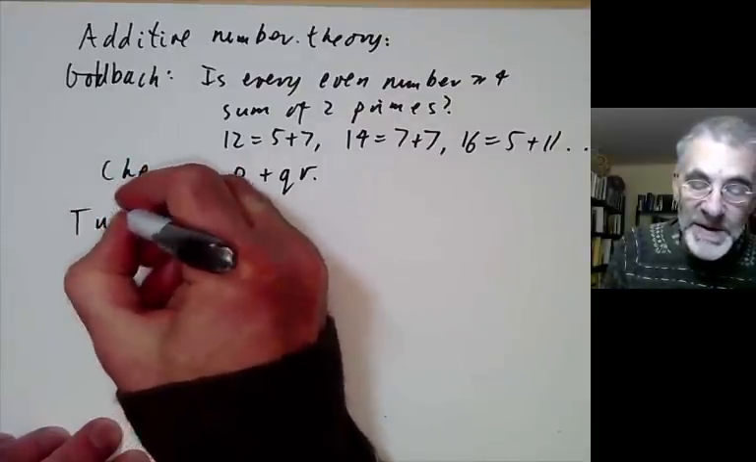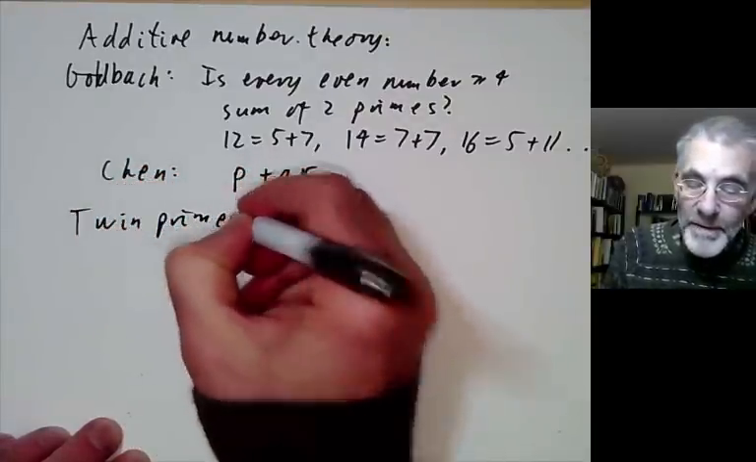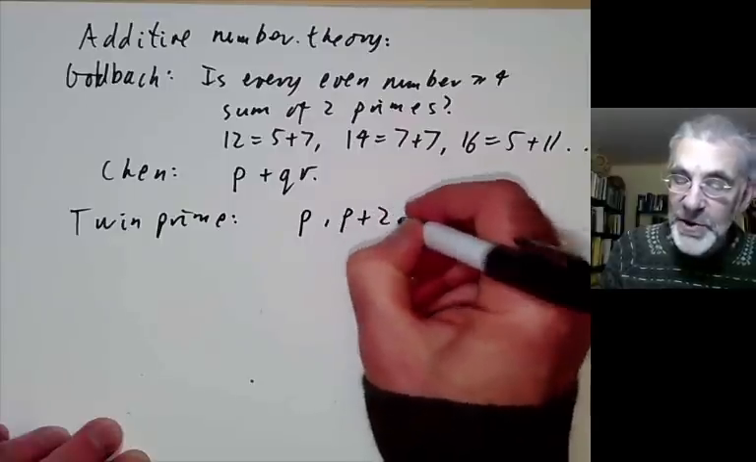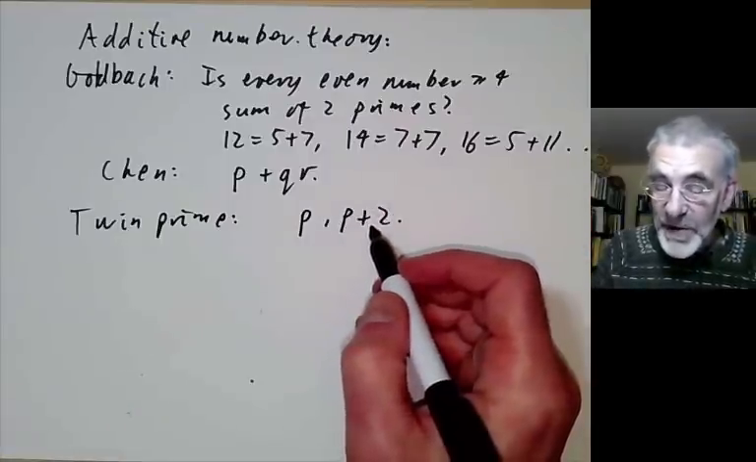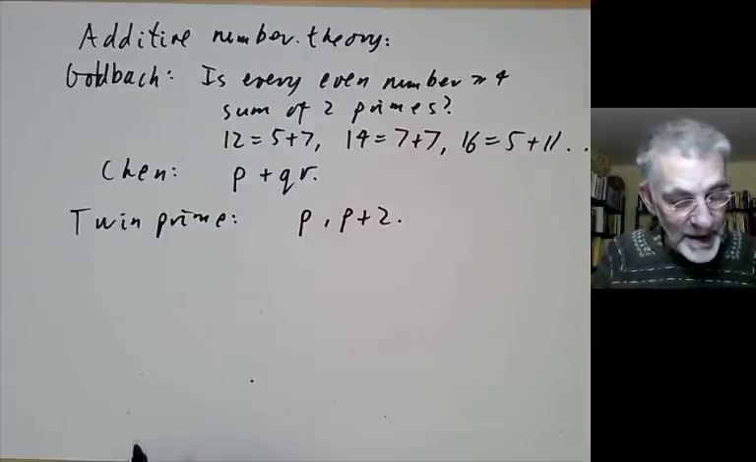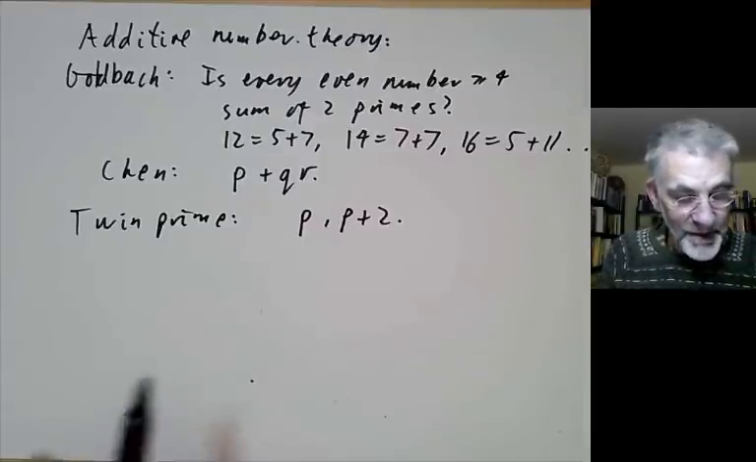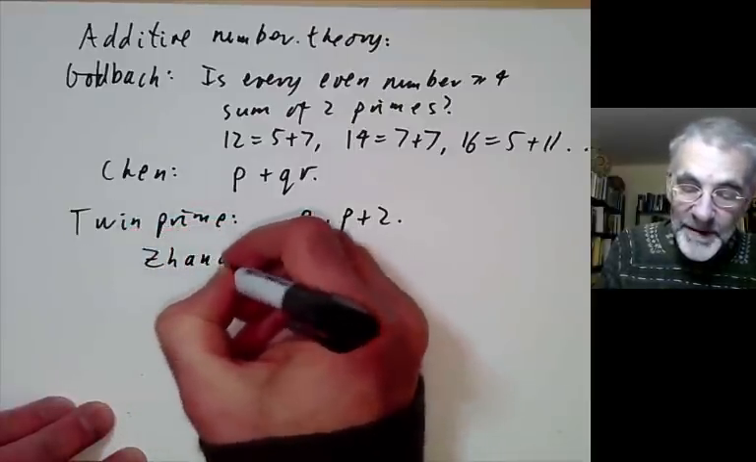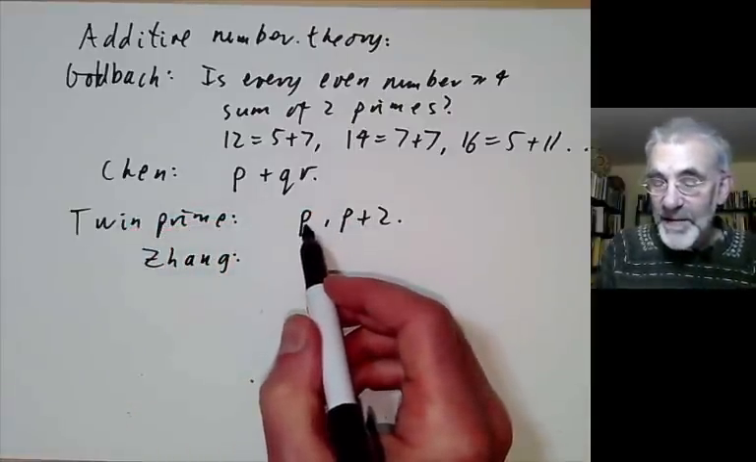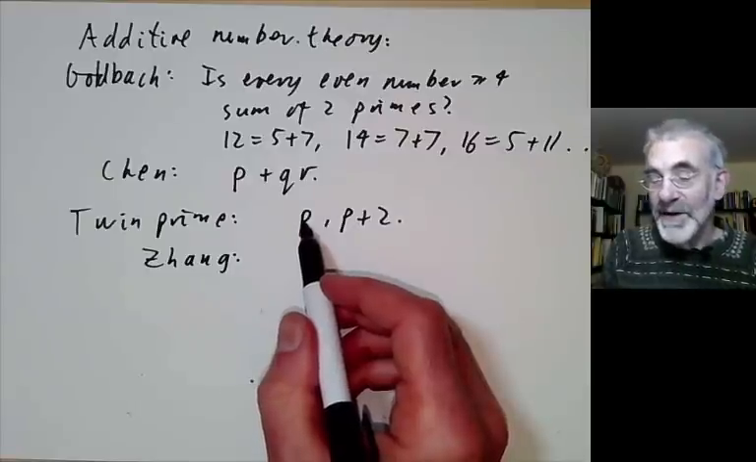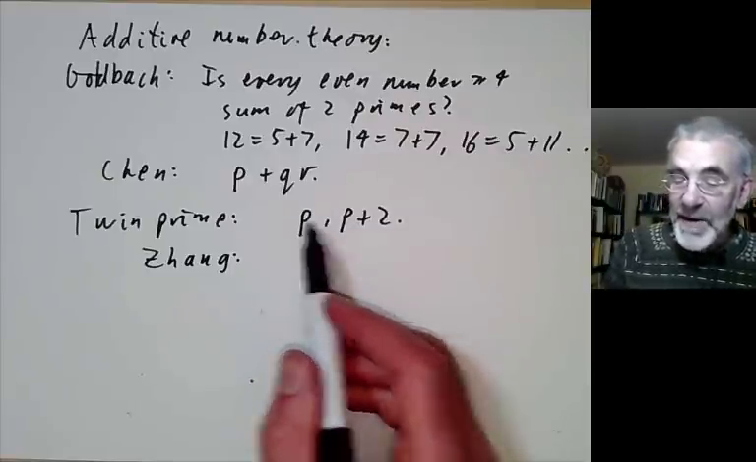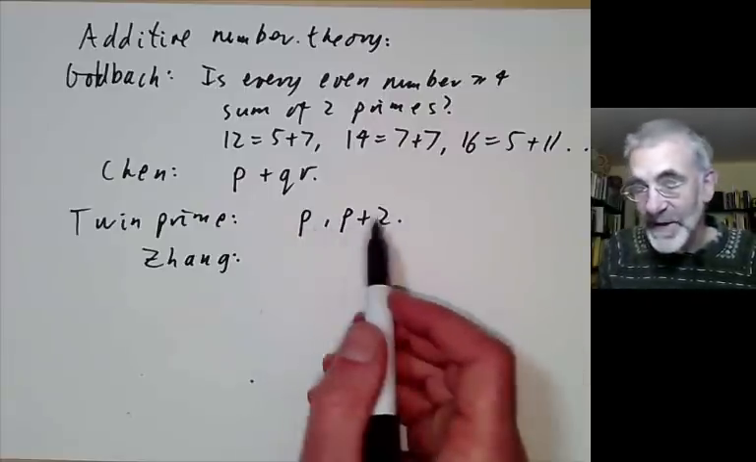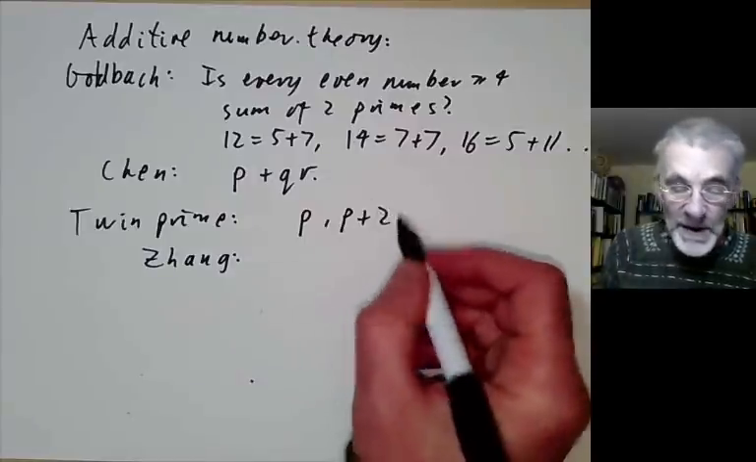A very similar problem is the twin prime conjecture, which says, can we find infinitely many primes p such that p and p plus 2 are both primes? Again, there was some amazing progress on this recently by Zhang, who managed to show that there's an infinite number of primes such that p plus something at most a few million is prime, and people have later got this down to p plus something at most a few hundred, but we still seem to be a long way off two.